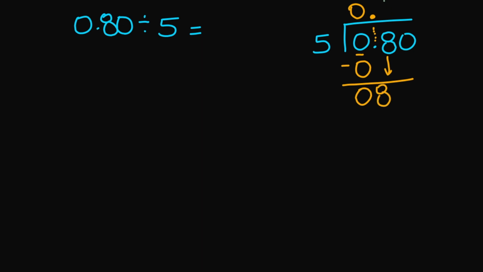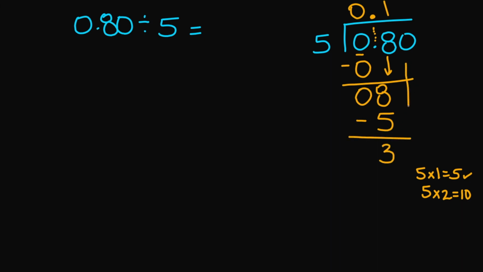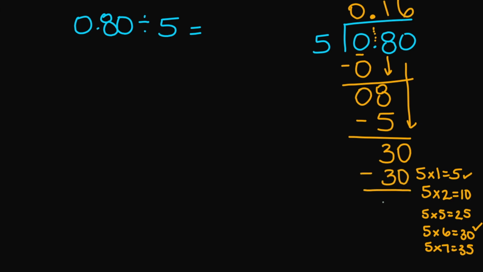It only goes into 8 one time. The closest number to use is 5 times 1. 5 times 1 is 5. We're going to subtract 8 minus 5 is going to equal 3. I'm going to bring down my 0. So 5 goes into 30 now how many times? The closest number to use is going to be 5 times 6. That's going to give us 30, so I'm going to write a 6 on top here. 5 times 6 is 30. 30 minus 30 is going to equal 0. So your final answer, your quotient, is going to be 0.16.